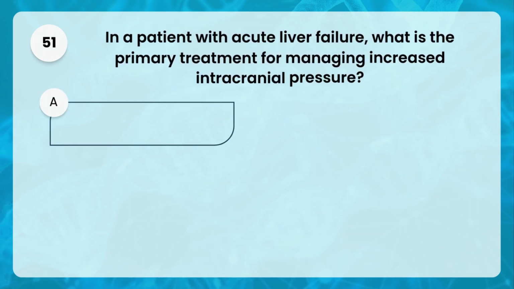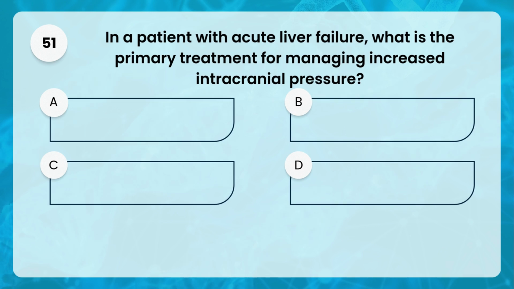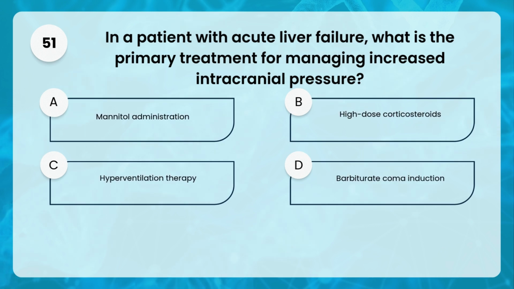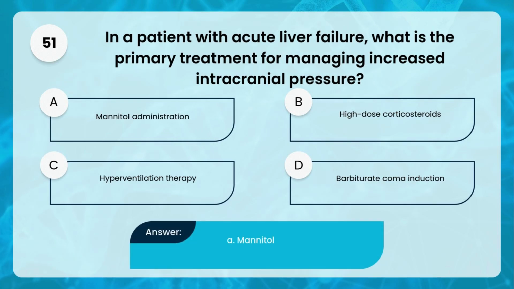51. In a patient with acute liver failure, what is the primary treatment for managing increased intracranial pressure? A. Mannitol administration, B. High-dose corticosteroids, C. Hyperventilation therapy, or D. Barbiturate coma induction? The answer is A. Mannitol administration.